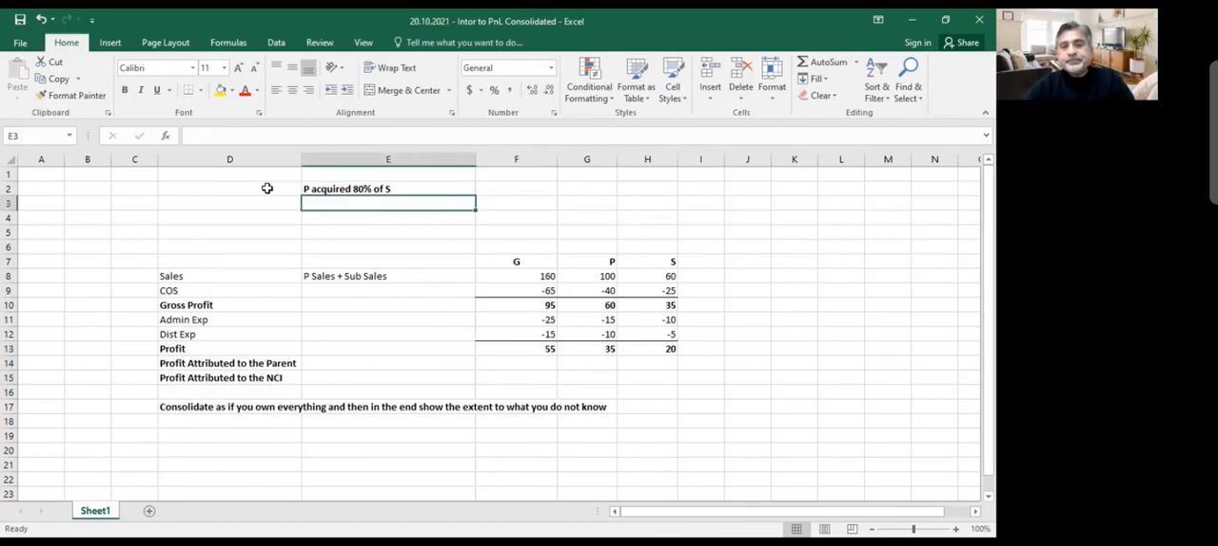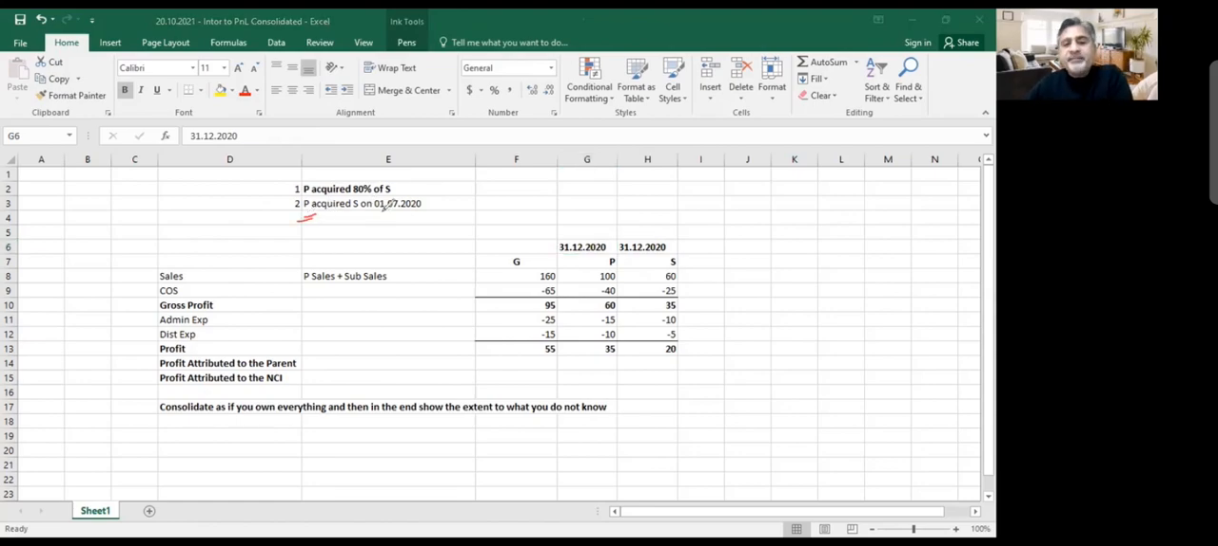Rule number one. The second thing which might come up is that P acquired S on 1st of July 2020. Now, these financial statements are prepared for 31st of December 2020. So the financial statements are prepared for 31st December 2020, but you acquired it in the middle of the year. We call it a mid-year acquisition.